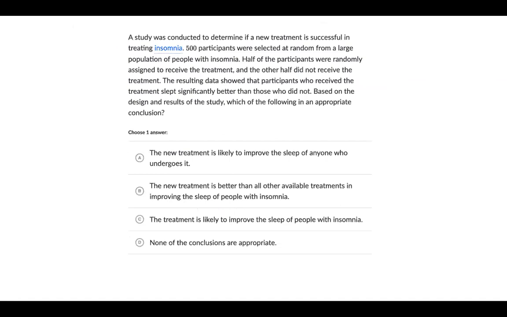Insomnia, for people who don't know, is a sleeping condition where you just can't fall asleep. Just in case you guys don't know. I'll give you guys 2 minutes to do this one.